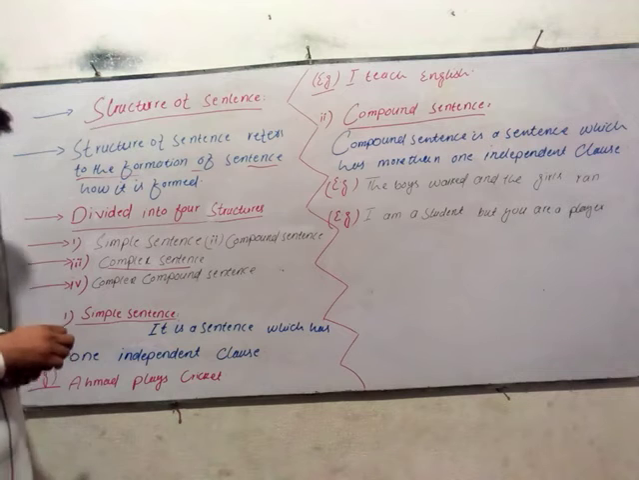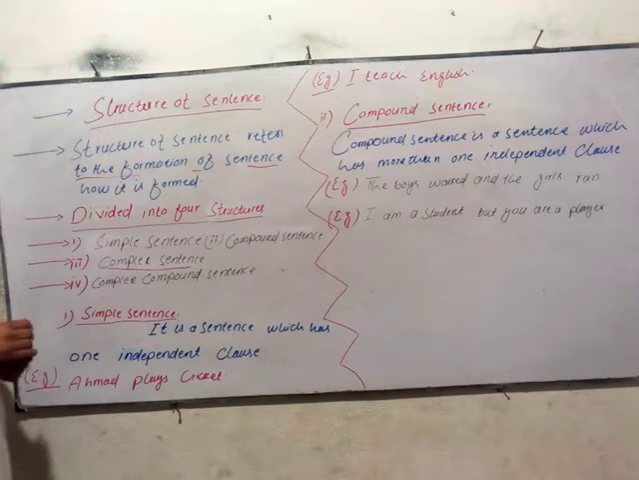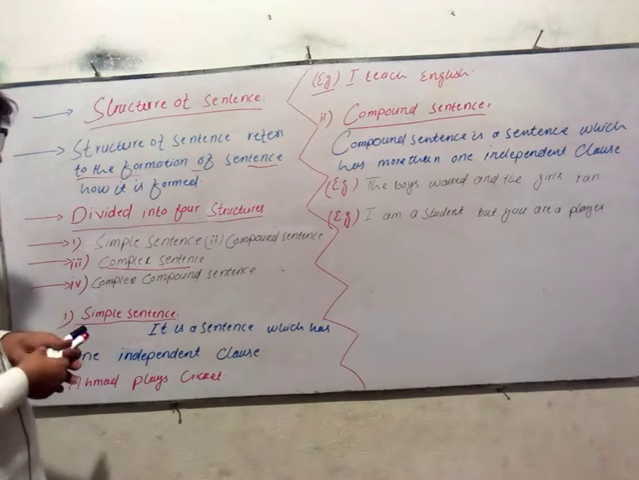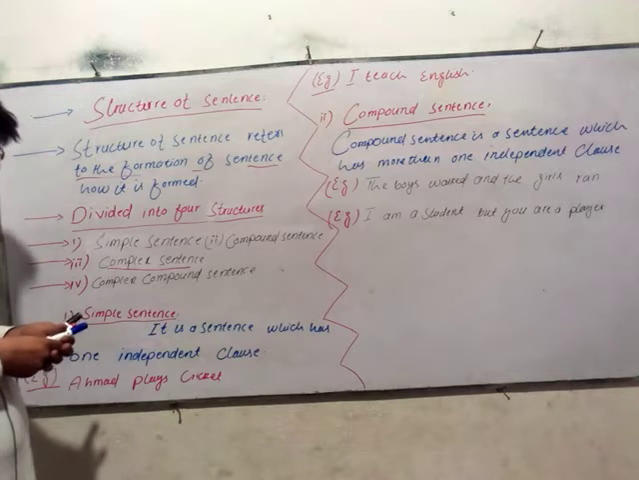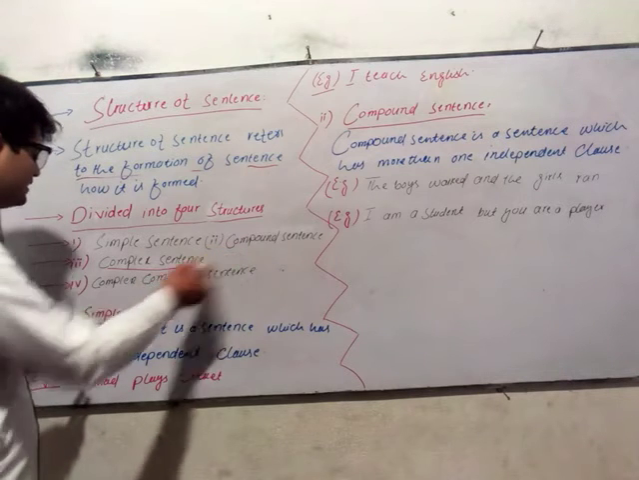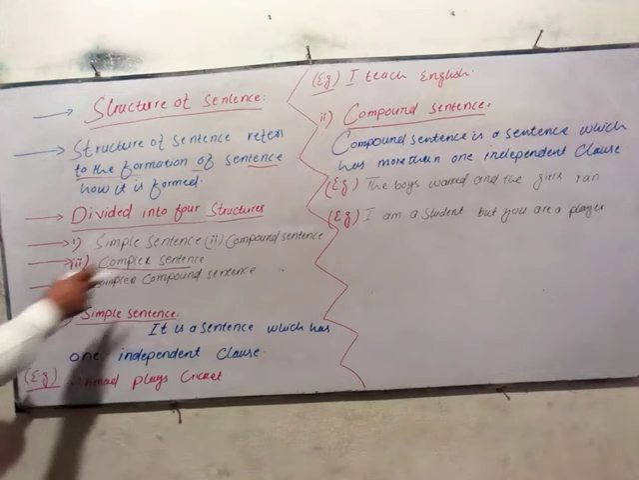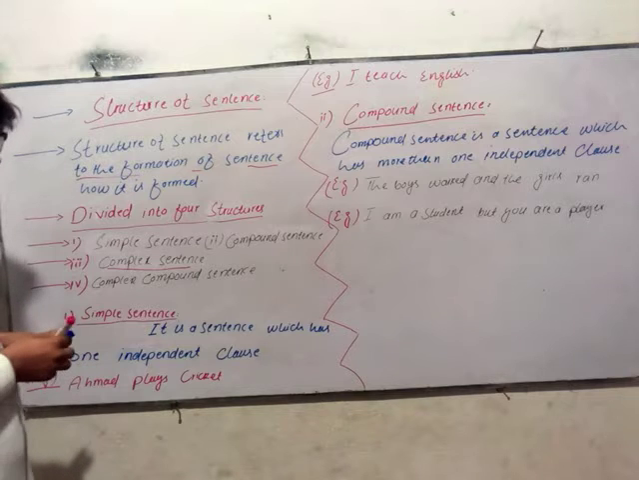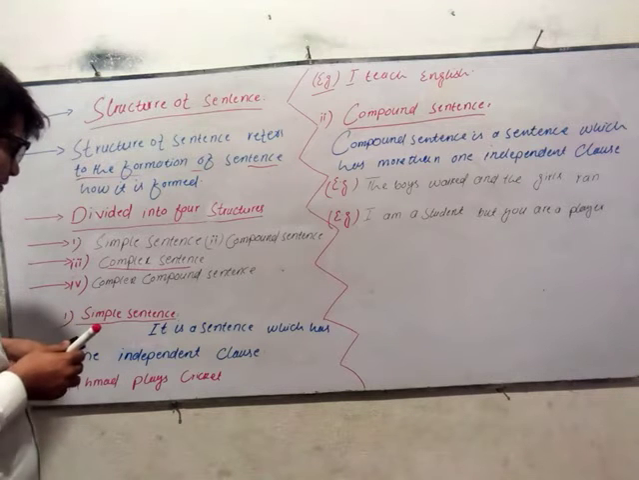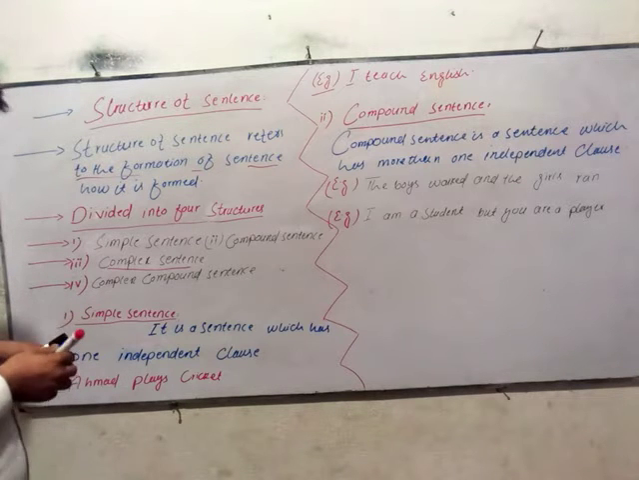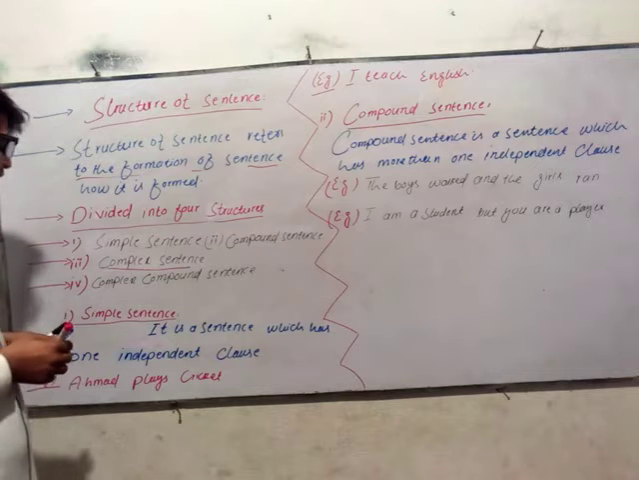So according to structure, sentences are divided into four structures. The first structure is the simple sentence, the second is the compound sentence, the third is the complex sentence, while the fourth one is the complex-compound sentence. Now let us come to the simple sentence: what is a simple sentence according to grammar?